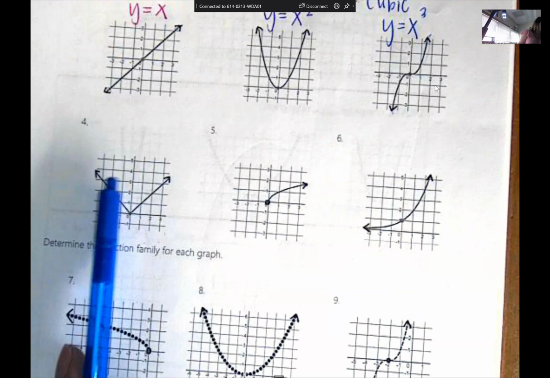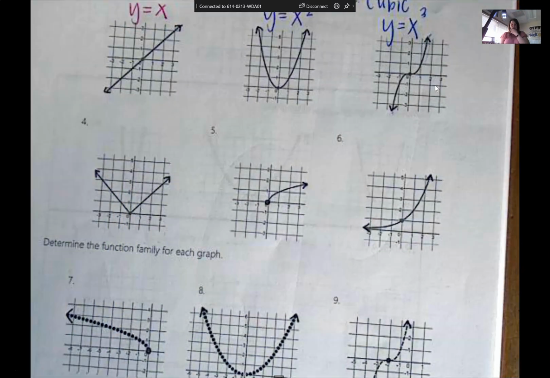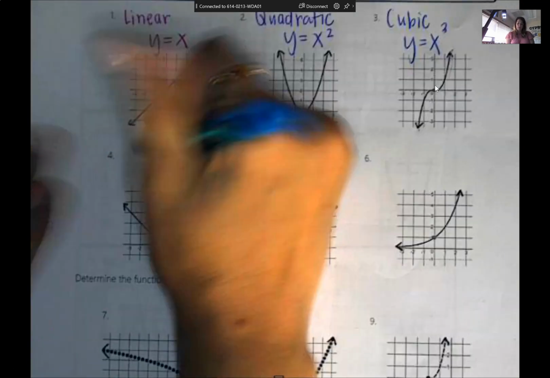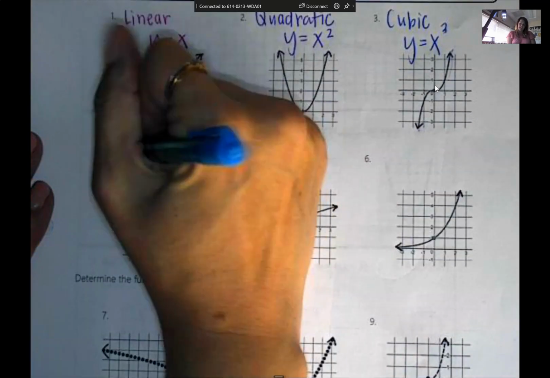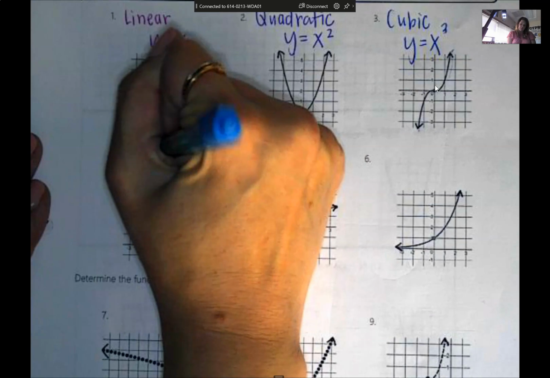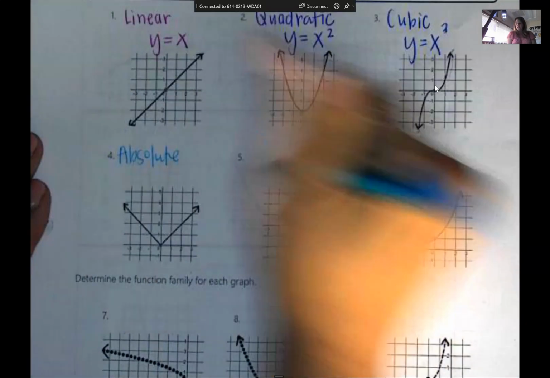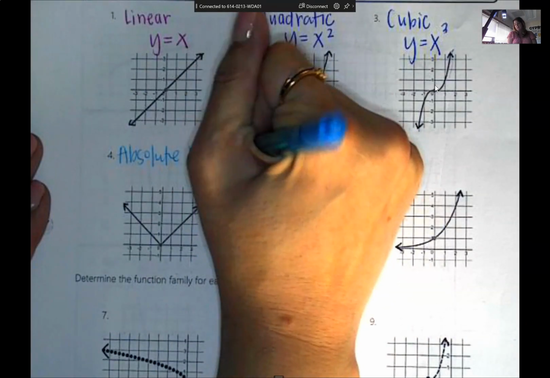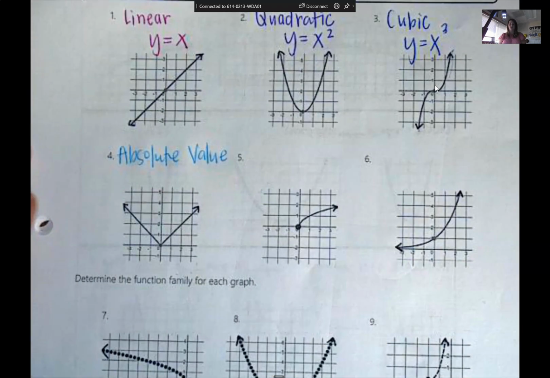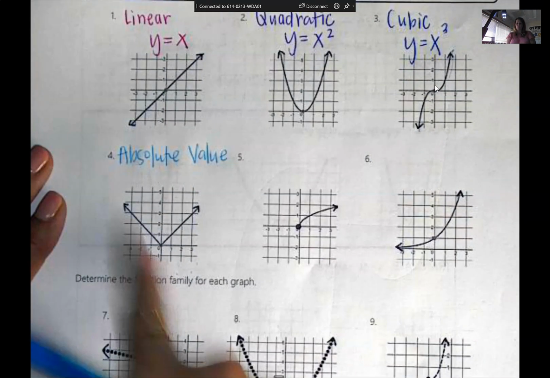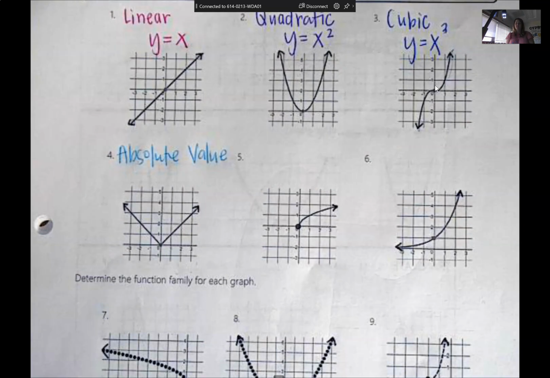Okay, anybody remember what this V family is? Starts with an A. It's a big one. This guy is the absolute value. And he acts like a parabola. So instead of that U shape, he has a V shape. But everything else is the same.